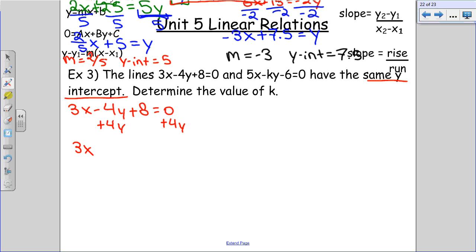Okay. So I move my 4y over by adding it. Then I divide by 4 so that that number is all by itself.